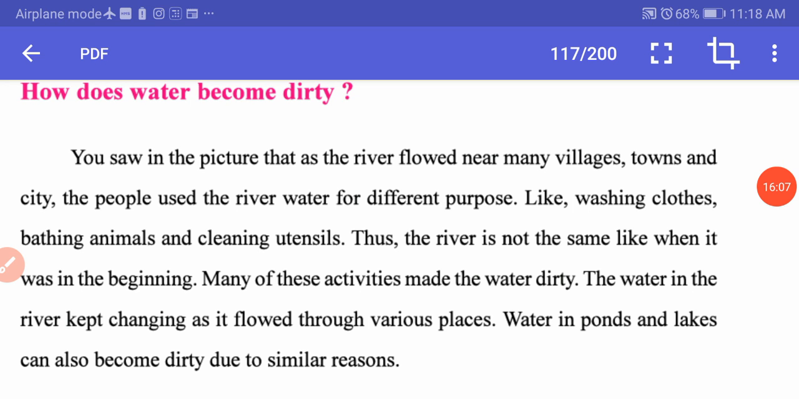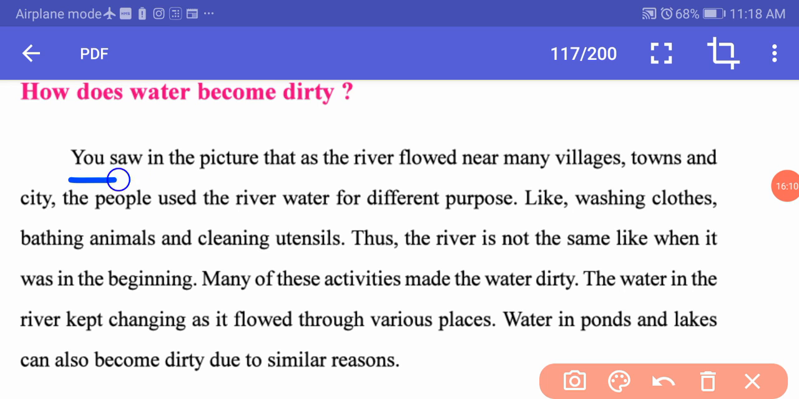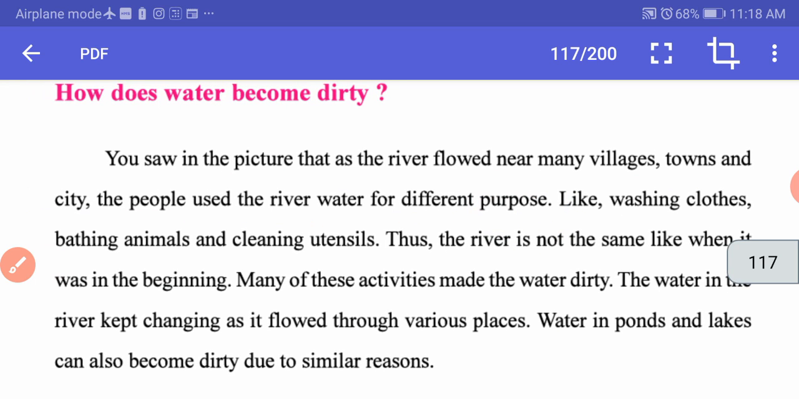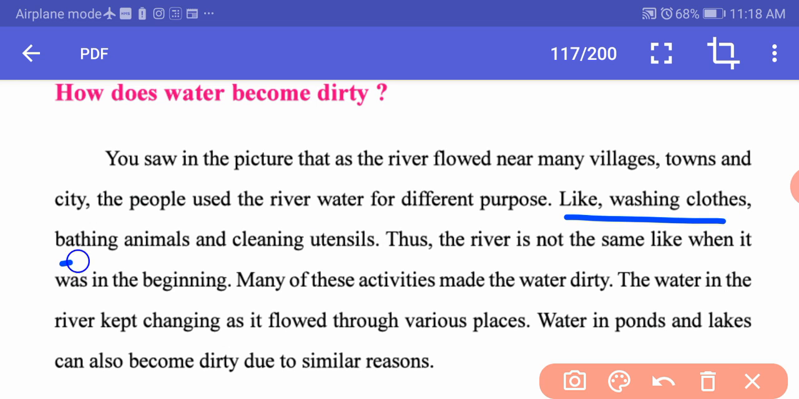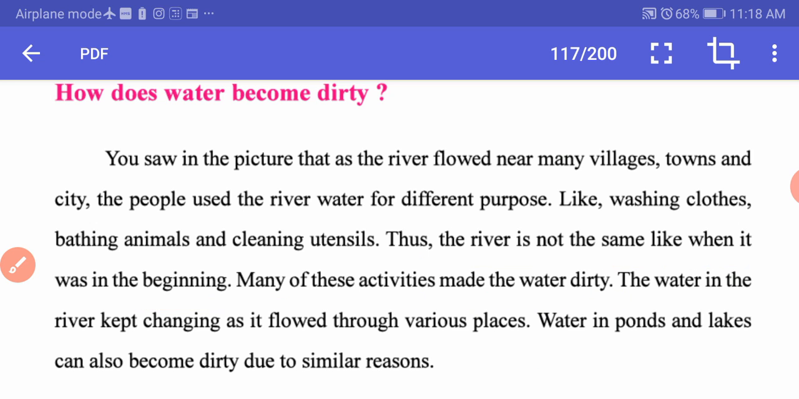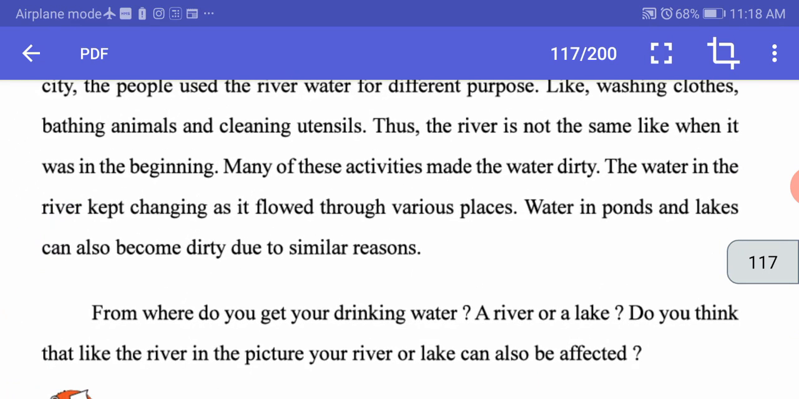Now here is a question, how does water become dirty? You saw in the picture that as the river flowed near many villages, towns and cities, the people used the river water for different purposes. Purposes means different activities like washing clothes, bathing animals and cleaning utensils. Utensils means vessels. Thus, the river is not the same like when it was in the beginning. Many of these activities made the water dirty. So, doing all these activities made the water dirty.